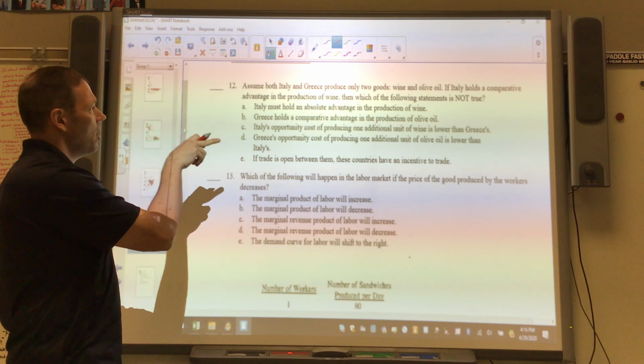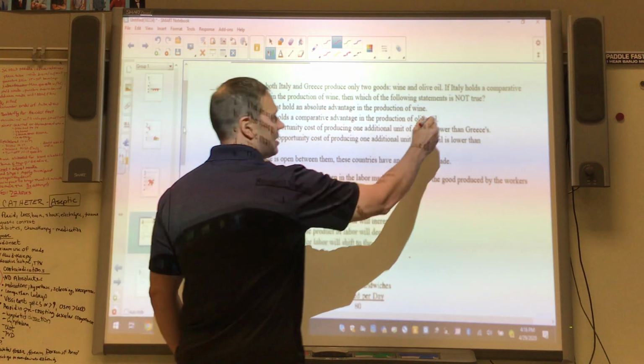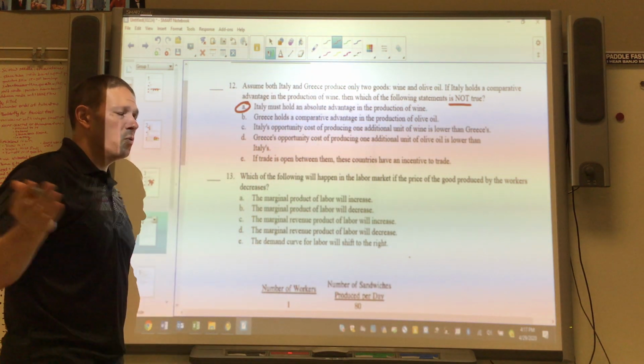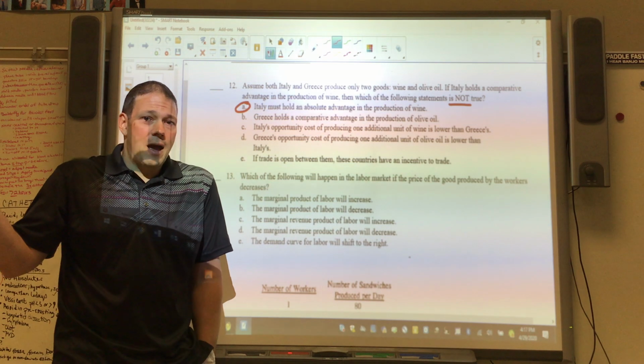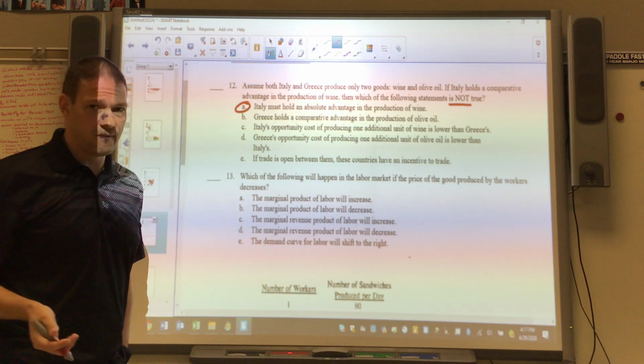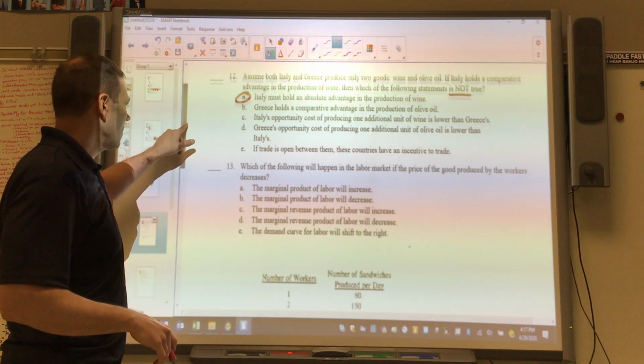Italy has the comparative advantage in the production of wine. Which of the following statements is not true? The only one that we don't know about is letter A. We have no earthly idea who has the absolute advantage in either product because they didn't give us the numbers. Okay? All we know is who has the comparative advantage. The other 4 are true statements. A, we have no idea.